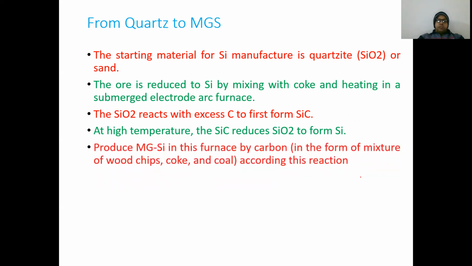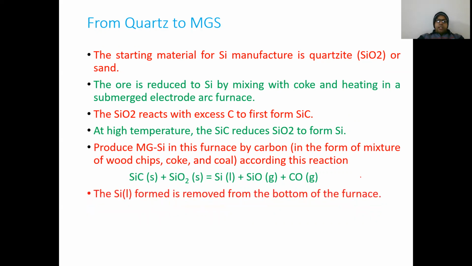So this actually gives you production of metallurgical grade silicon in this process by carbon. And the reaction corresponding to this is silicon carbide plus silicon oxide. This gives you liquid silicon, and silicon oxide is a gas and carbon monoxide is a gas. They escape through the chamber. The silicon liquid formed is removed from the bottom of the furnace. So this is just an overview of what has actually happened.